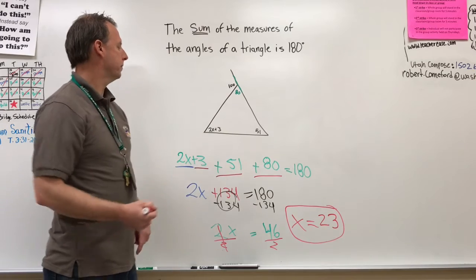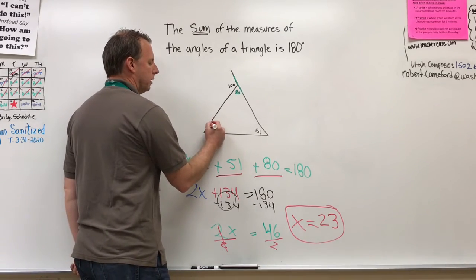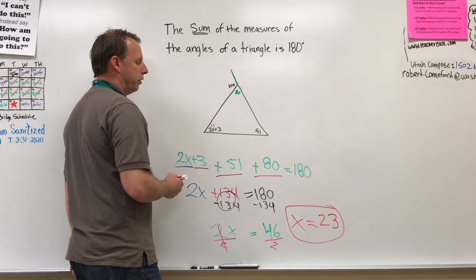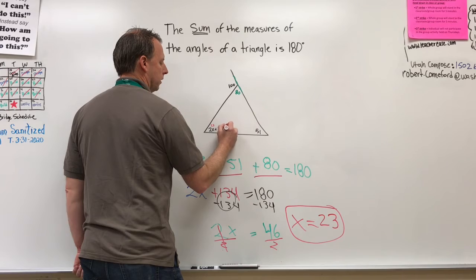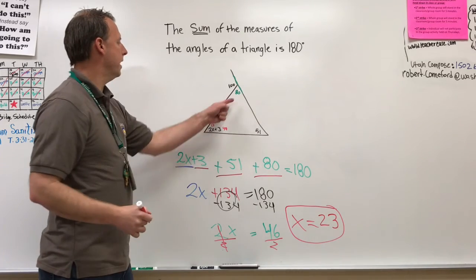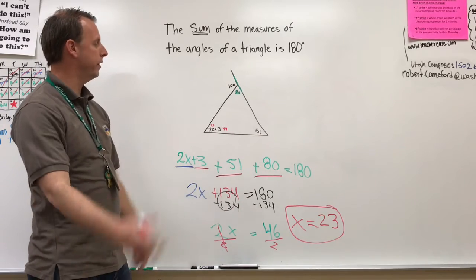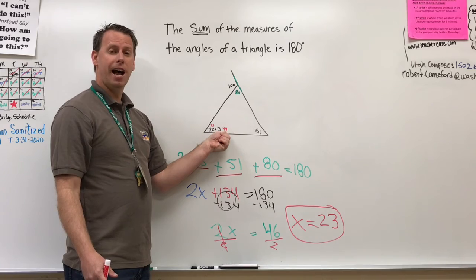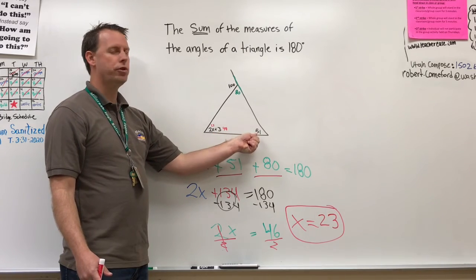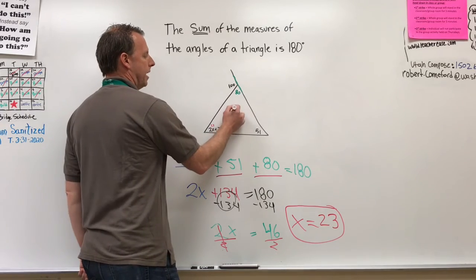Solving for x. If you want to check your work, you can plug that 23 back in for x. 2 times 23, 46, plus 3, 49. And then you can ask yourself, do these really add up to 180? Because they're supposed to if we did everything right. We take that 1 right there and add it to that 49, that's 50, and 50 plus 100 plus 80 is 180. Sure enough, all the angles inside add up to 180.